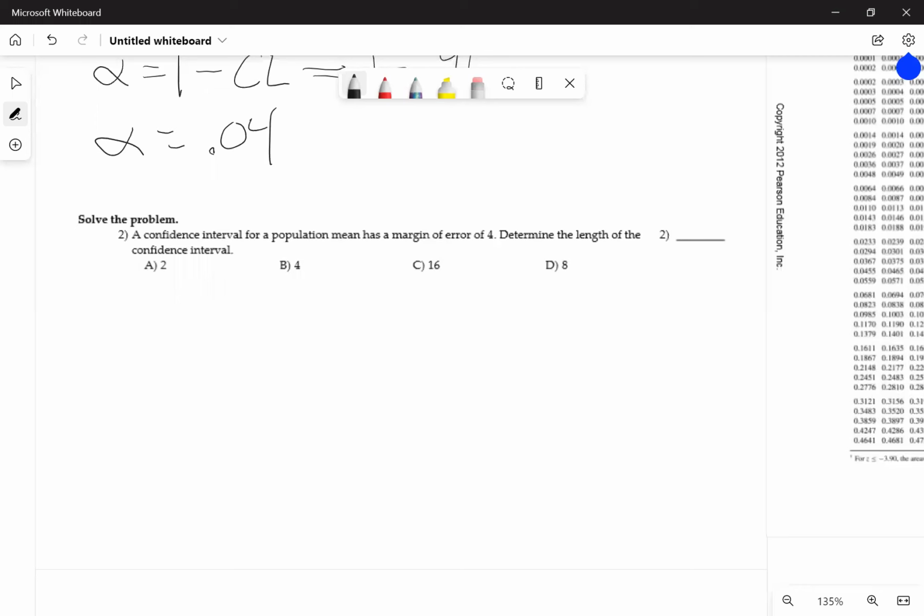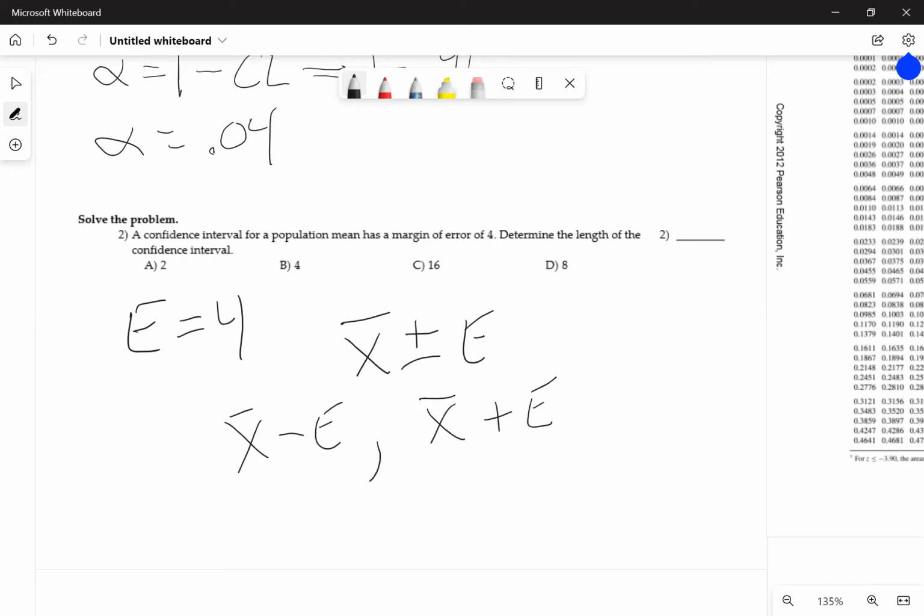Now here we have a confidence interval for a population mean. It has a margin of error of 4. That means E equals 4. So we have to remember that what we're doing then is X bar plus or minus E. So we have X bar minus E all the way to X bar plus E. So what is the length of the confidence interval? Well, we have from a negative 4, so we're minusing 4, and then we're adding 4.